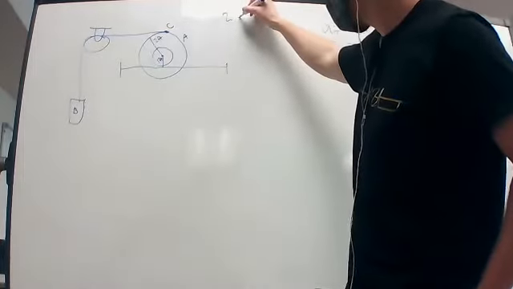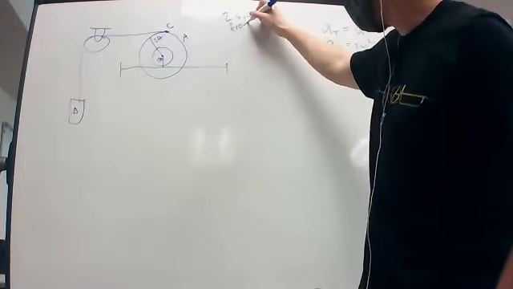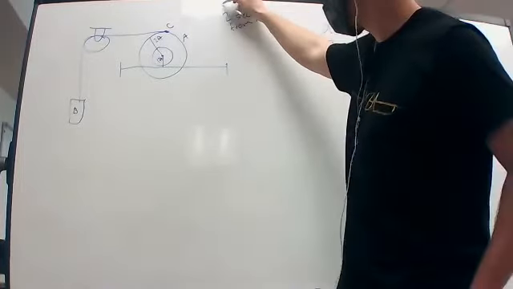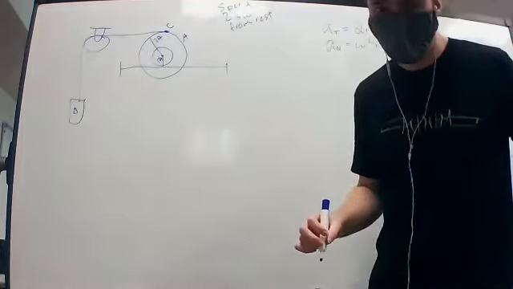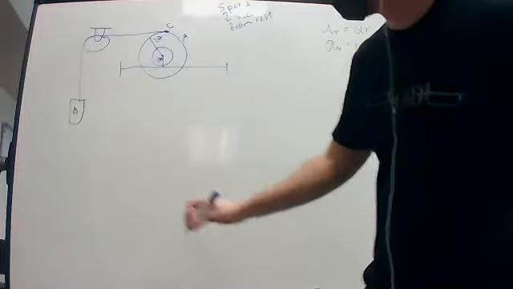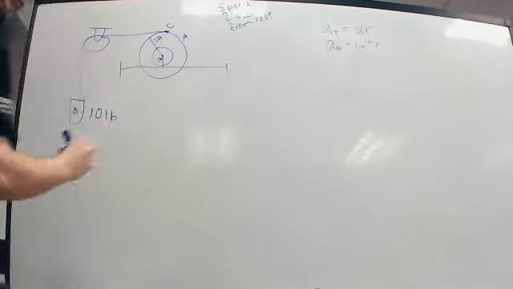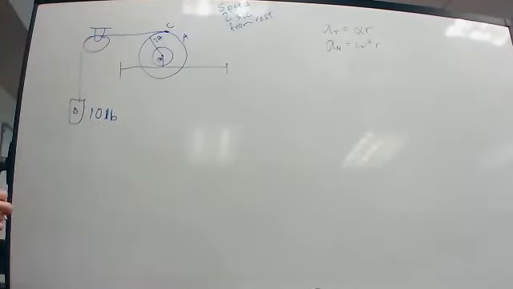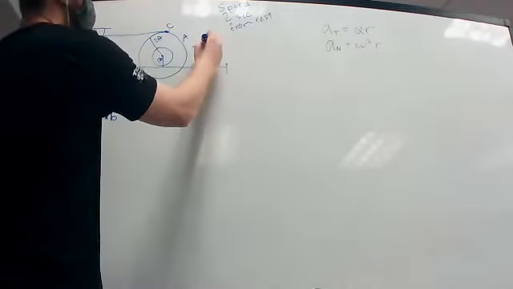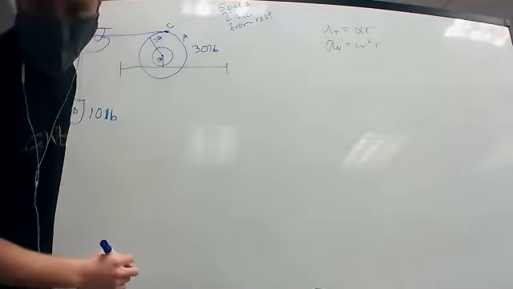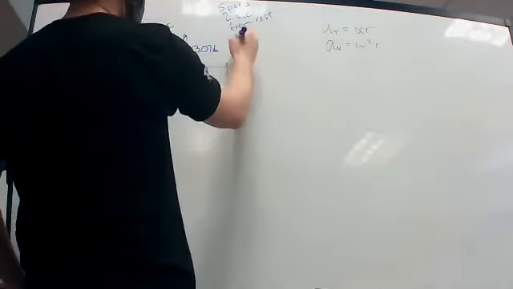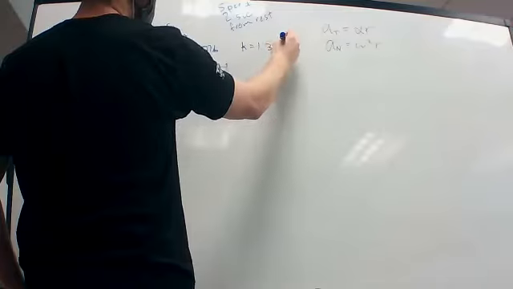That's how we know that it's impulse momentum. It wants us to determine the speed of the 10-pound block 2 seconds after release from rest. So that told us that the block was 10 pounds. We also know that the wheel has a weight of 30 pounds and a radius of gyration of 1.3 feet. So our K value here is 1.3 feet.